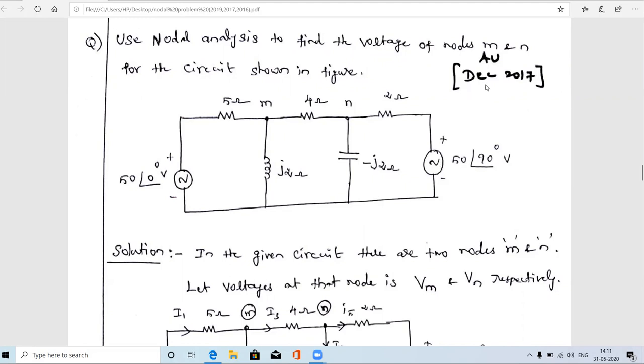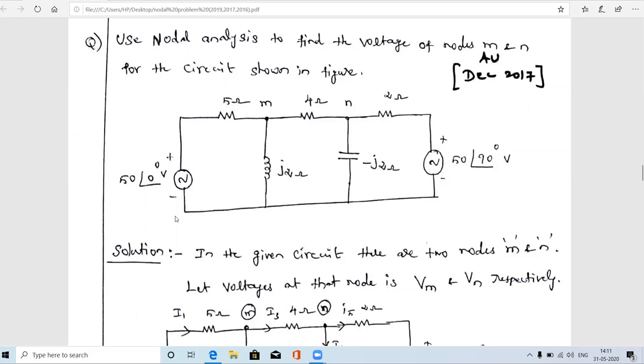This question is from December 2017. Use nodal analysis to find the voltage of node M and N for the circuit shown in the figure. So this is the given circuit. In the circuit, there are two voltage sources. This voltage source is 50 at 0 degree volts, and this voltage source is 50 at 90 degree volts, and the three resistances, inductor, and capacitor are connected in some manner.